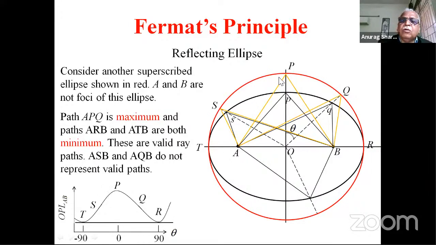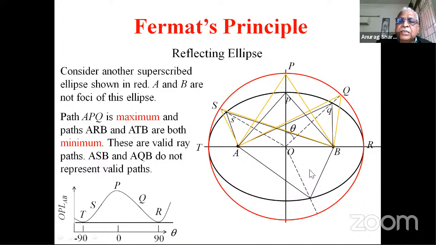On the other side also, it will start from P, go through S, go to T, which is again a minimum. Now, what are the rays possible for this red ellipse? The rays possible are: P is a maximum, R and T are minimum. That means this ray is a valid ray, and this ray which goes to R and comes to B, and this ray from A to T and comes to B, these are valid rays. All these S and Q rays are not valid because they are not going through a maximum or minimum. They are just going through a monotonic change here.